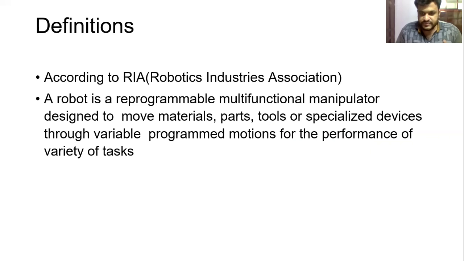Now coming to the definition of a robot. The Robotic Industries Association gives a definition of a robot as a programmable multifunctional manipulator. It is designed to move materials, parts, tools, or specialized devices through various programmed motions for the performance of a variety of tasks. This is the definition given by RIA.